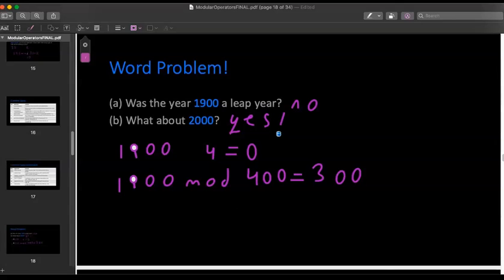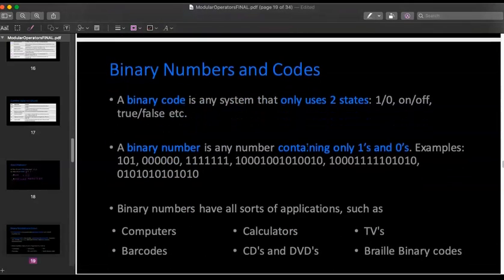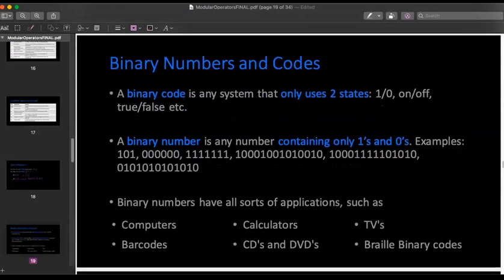Awesome. All right, now we're gonna do some of my favorite stuff. Binary numbers and codes. Binary numbers are pretty awesome because they're so useful and they're used in so many things. Like computers, it all runs on binary. It's all just zeros and ones in your computers. And computers, calculators, barcodes, CDs, DVDs, TV, Braille, anything, it's binary. And so this is gonna be so useful with anything in computer science or engineering or building anything like that. You're gonna be using binary codes and numbers.